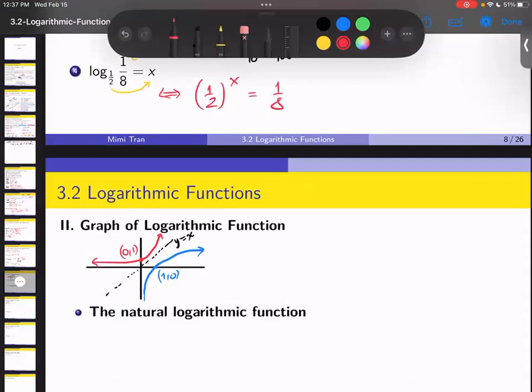So this one is f of x equals 2 to the x. And this one is going to be f inverse of x, which is log base 2 of x, because 2 to the x has base 2.